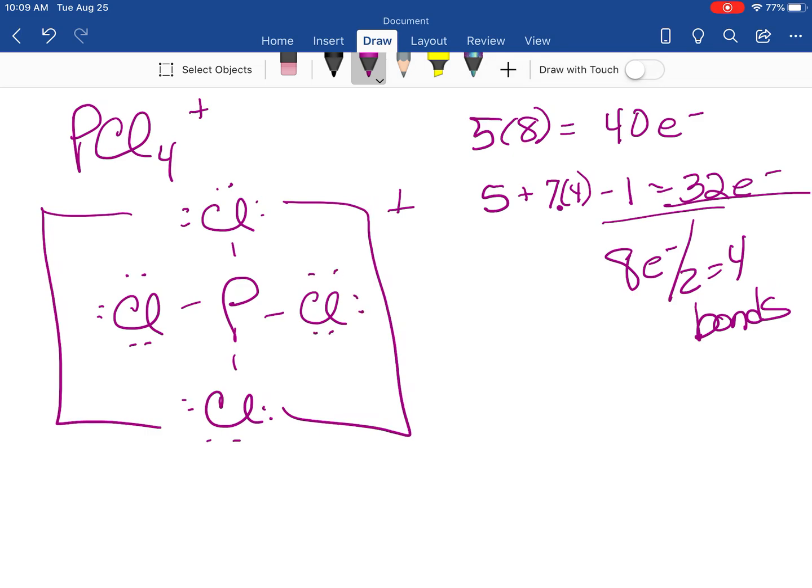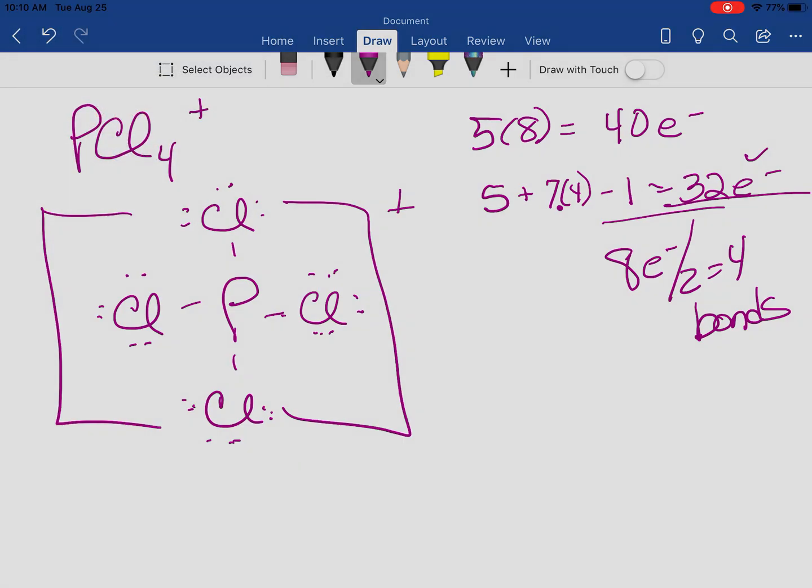Okay, I think we're good. So now I'm going to count and I should get 32 electrons. So 2, 4, 6, 8, 10, 12, 14, 16, 18, 20, 22, 24, 26, 28, 30, 32. Yay, we have 32 electrons. And so this is our Lewis structure for PCl4+.